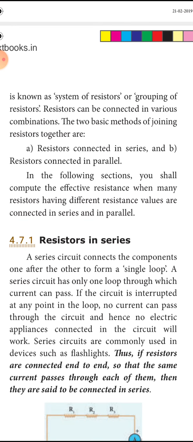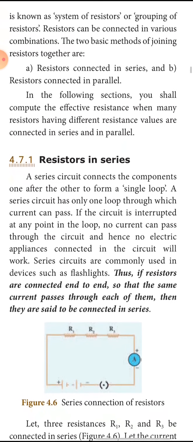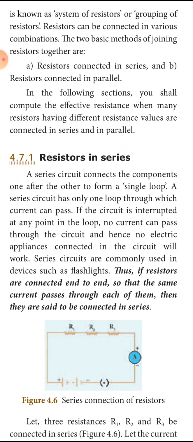In the following cases we are going to see resistors in series. The resistances are connected end-to-end. If resistors are connected end-to-end so that the same current passes through each of them, they are said to be connected in series. A series circuit connects the components one after another and forms a single loop. A series circuit has only one loop through which the current can pass. If the circuit is interrupted at any point in the loop, no current can pass through the circuit.